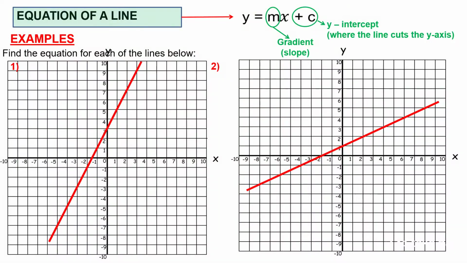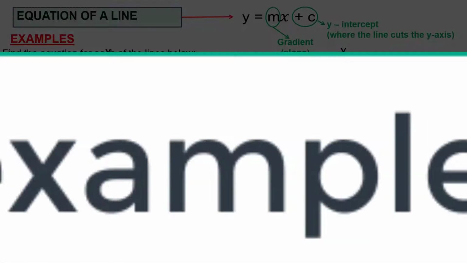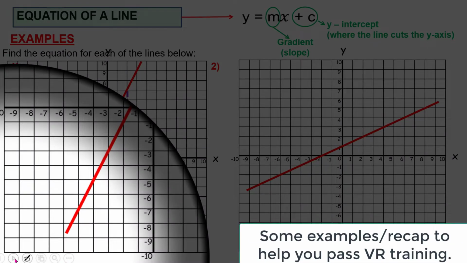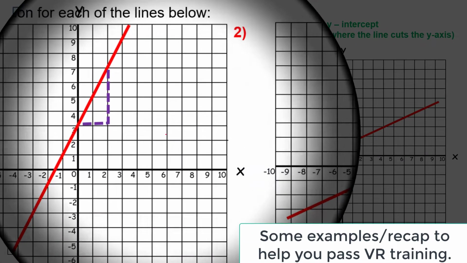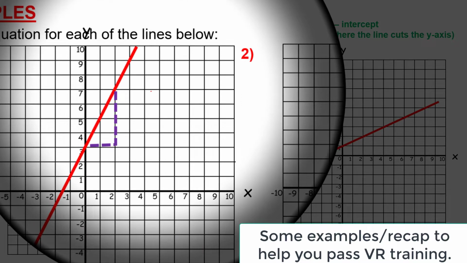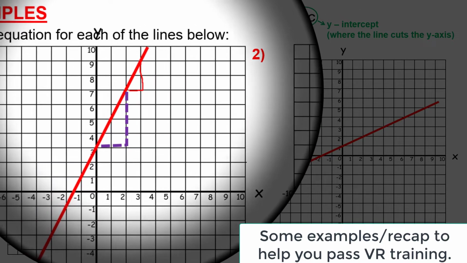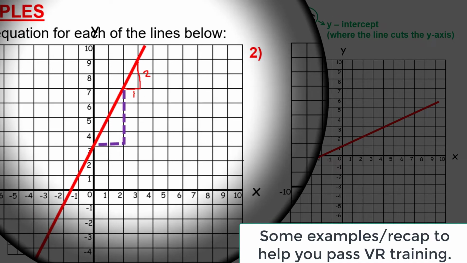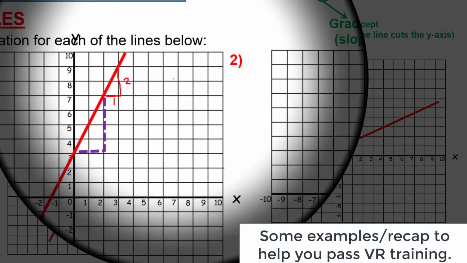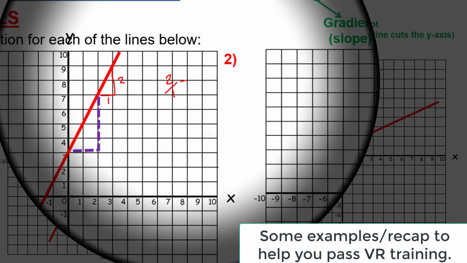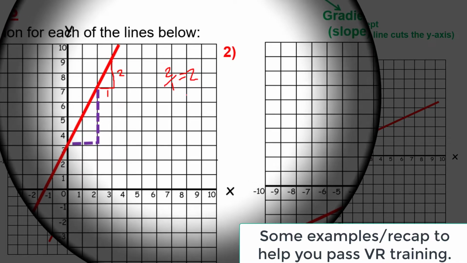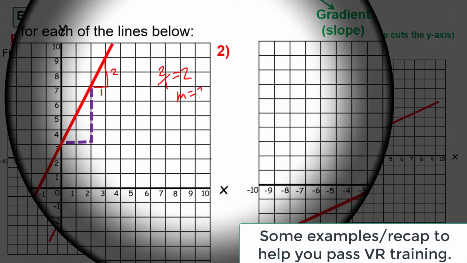So girls, you can just pause the video and give these a go and see if you can remember how to do this. This will help you with your training mission. So let's have a look. Can you see that's 4 and 2? Or you could make an easier one and say that's 2 and 1. So you'll know 2 divided by 1 equals 2. So the gradient is 2 and we call that m.